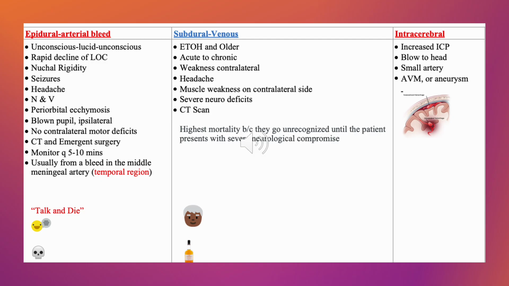They could have contralateral weakness, so you'll be looking for that. They'll complain of a headache, obviously. And then severe neurodeficits can occur as well, and they need to go for a CAT scan.